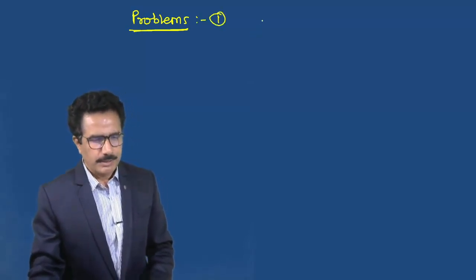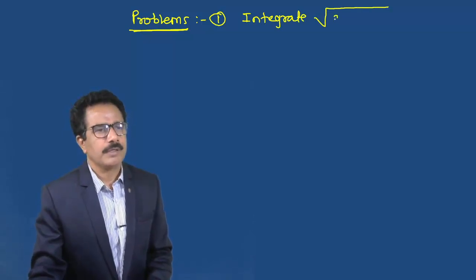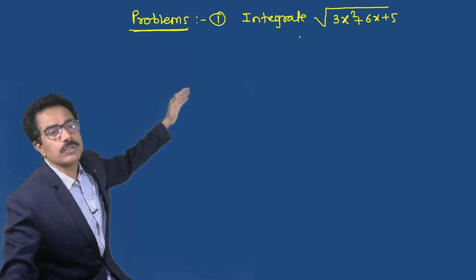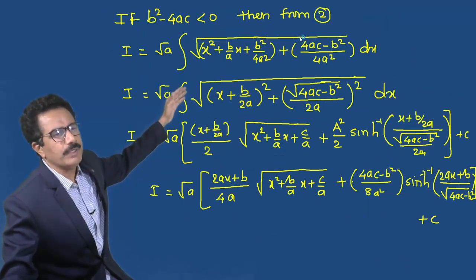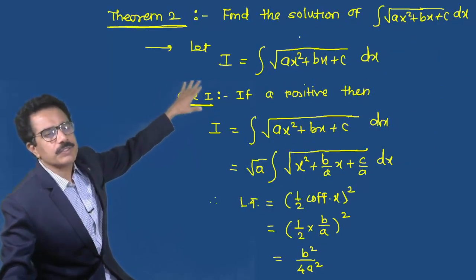We shall discuss the method problems. First, integrate root of 3x square plus 6x plus 5. Now see this, we have to find out the integration of this root of 3x square plus 6x plus 5, which means we have to find out the integration of this type, root of ax square plus bx plus c.